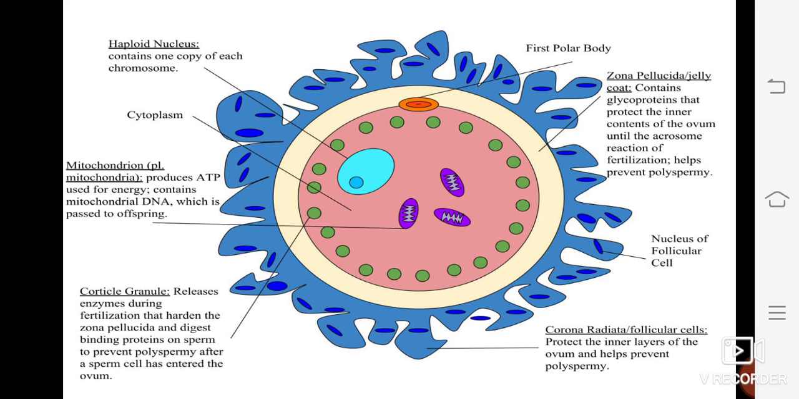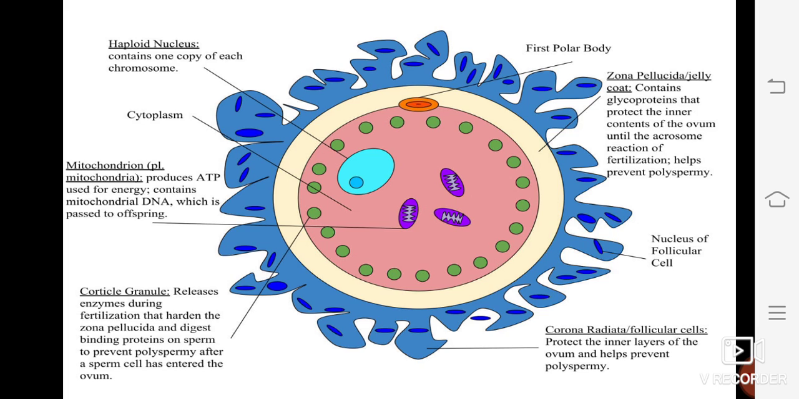This diagram shows that this color, sky blue, is the haploid nucleus, which contains one copy of each chromosome, and the cytoplasm. And this color, violet, is the mitochondrion, which produces ATP used for energy and contains mitochondrial DNA, which is passed to offspring. Cortical granule. This color, green, is the cortical granule.